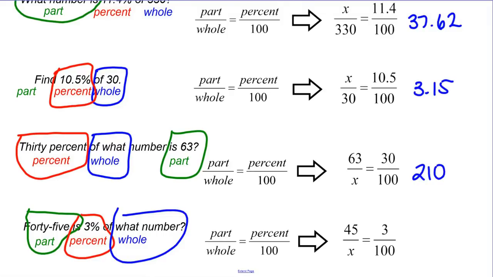There's a nice horizontal relationship here. 3 times 15 is 45. So 100 times 15 will tell me what the whole is, and that's 1,500. So 45 is 3% of 1,500.